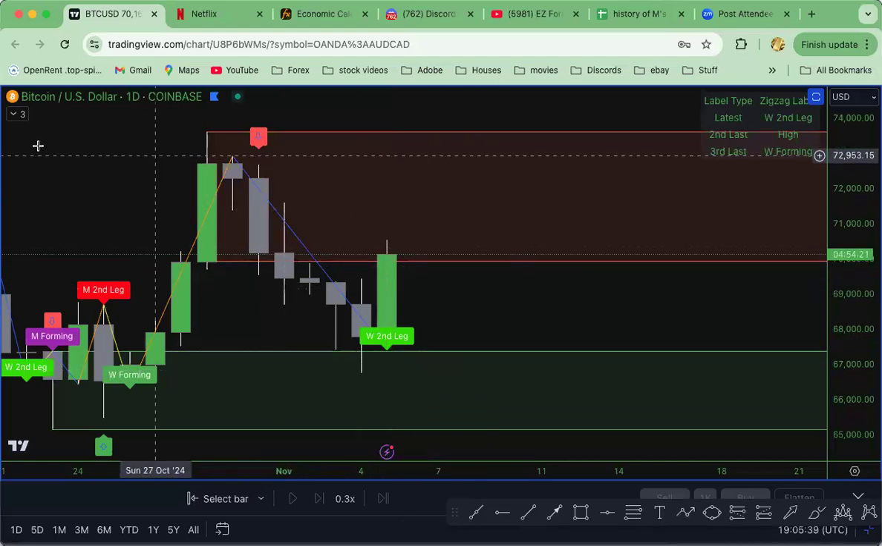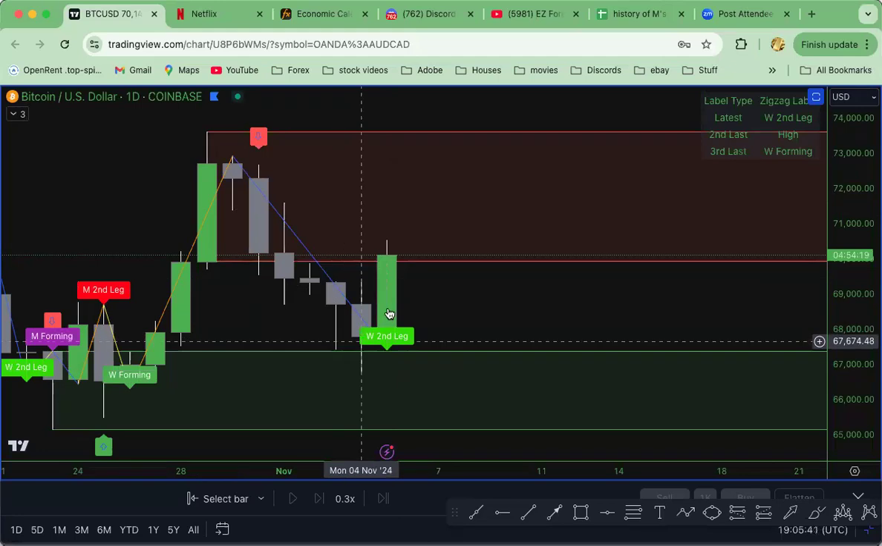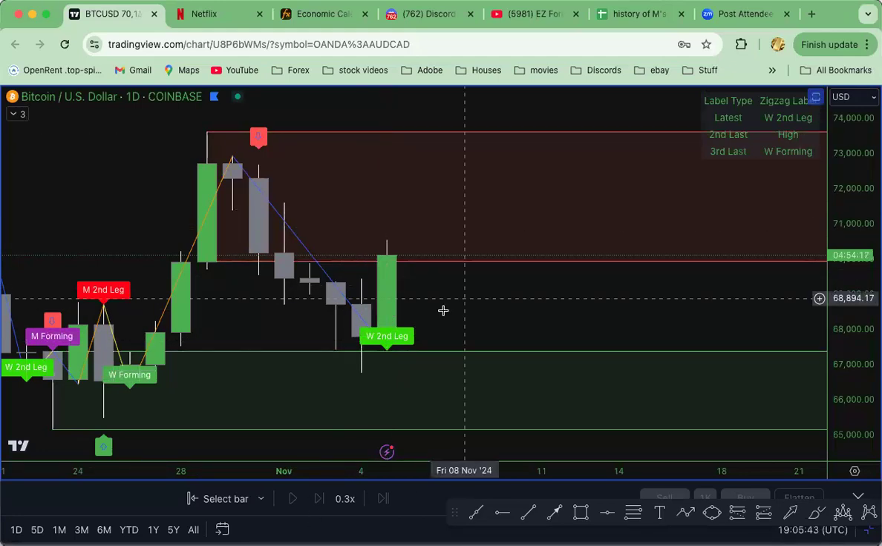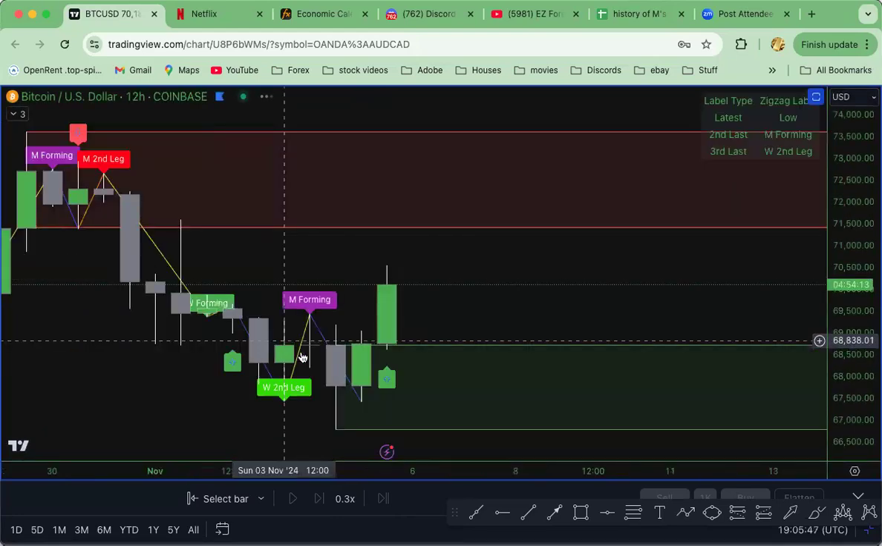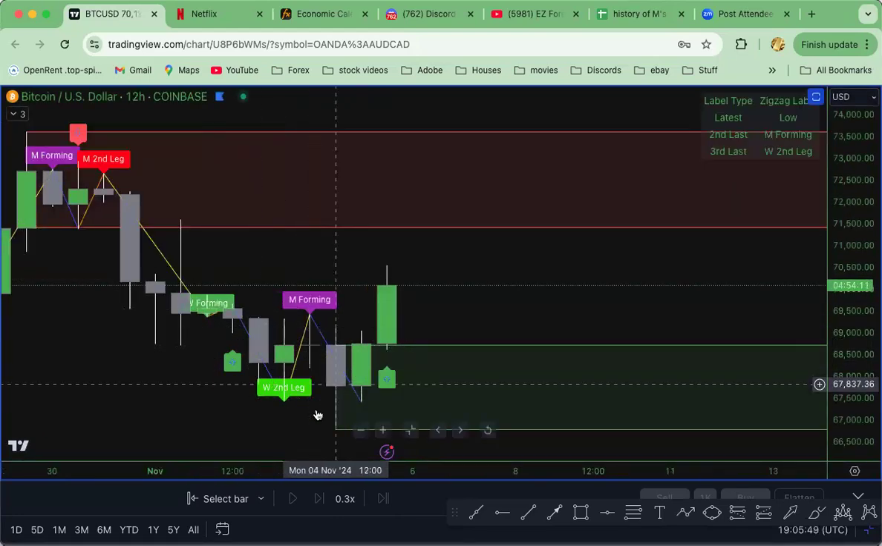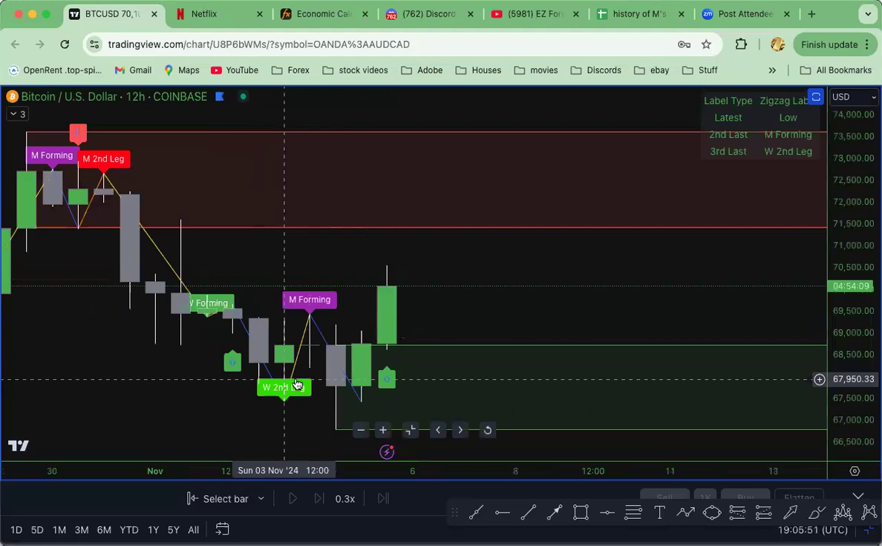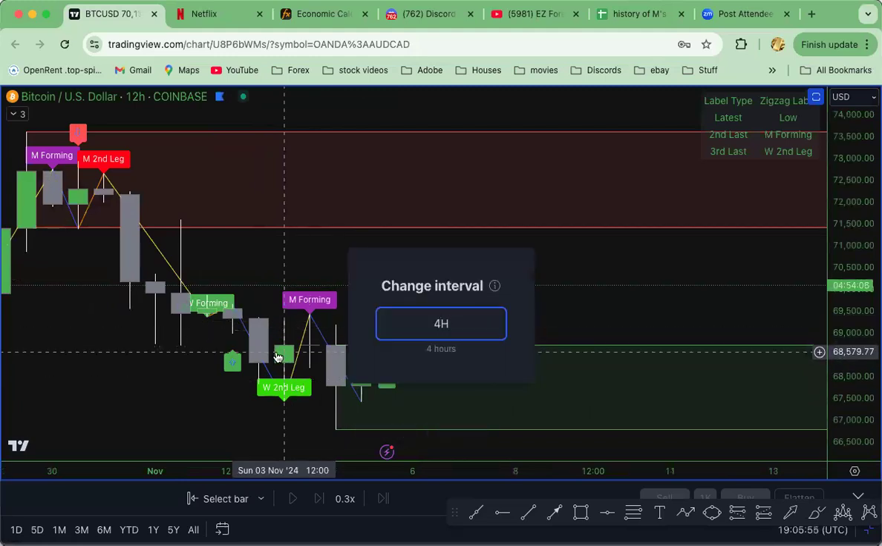As you see a W second leg forming, what do we see here? We see price action starting to buy up. You get it? And it's just really that simple. So we can do the same thing here. Let's go to a 12-hour chart. And we can see with the 12-hour chart, we're not in the right position for a second leg W. It was actually all the way back here, which was Sunday the 12th. So that was Monday morning.